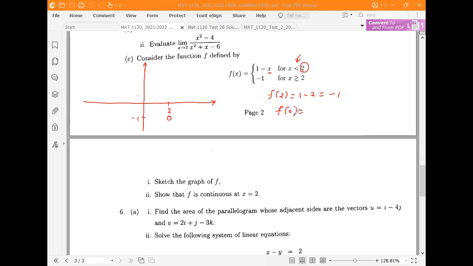0 will give us 1 minus x. 1 minus 0, which is equal to 1. So 0 will give us 1. So we have a straight line coming like that.